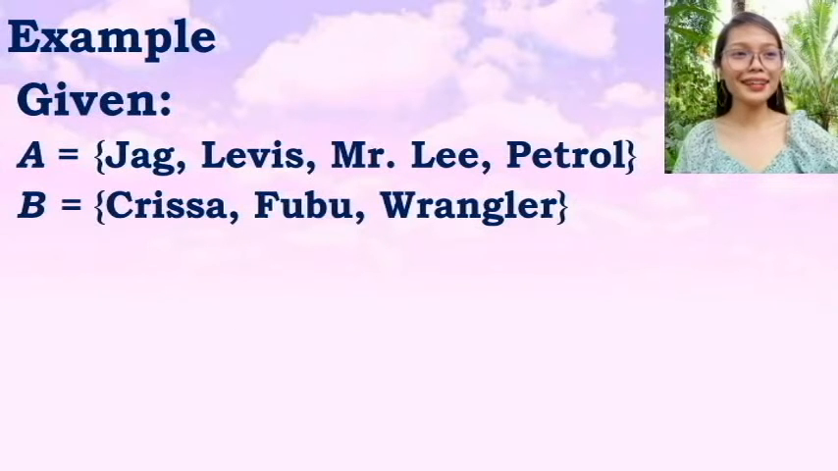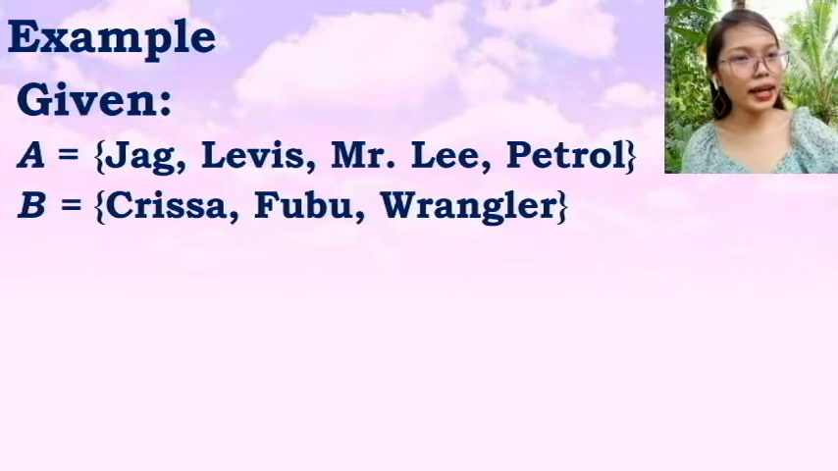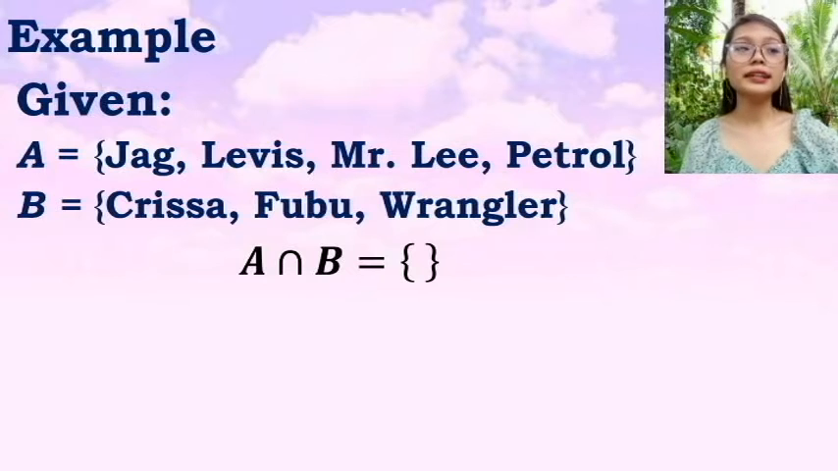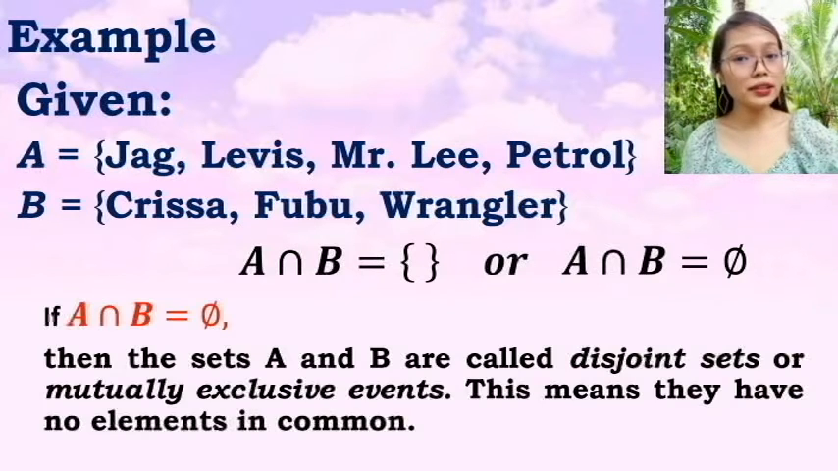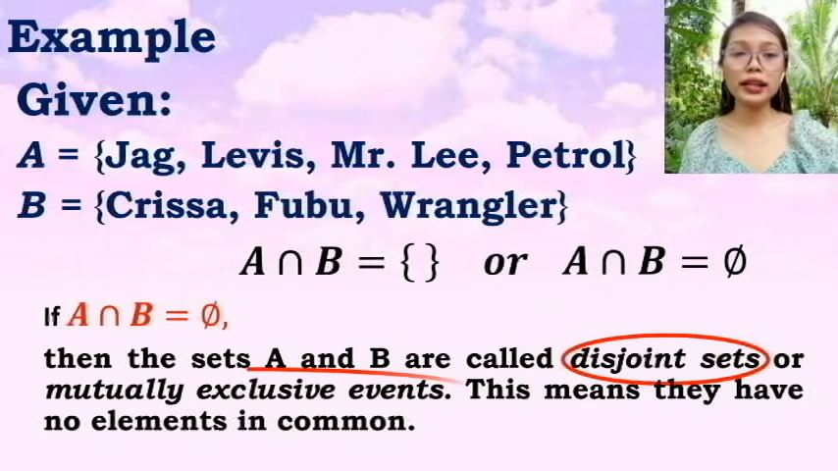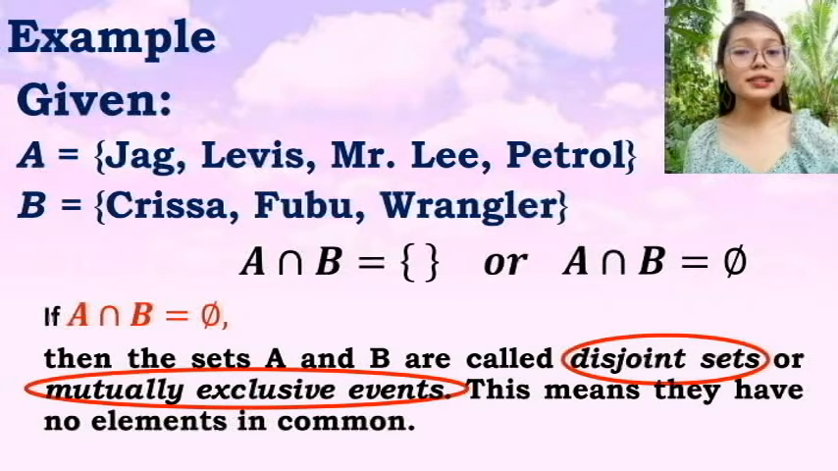Oy, mga brand day ni siya. So, sa set A, natay Jag, natay Levi's, natay Mr. Lee, natay Petrol. For set B, we have Krisa, natay Fubo, and Wrangler. Oh, as you can see, di ba, wala kitay nakitaan nga pariha nga elements or common nga elements nga nani A ug ni B. Unsa man pasabot ani? Okay, correct. Ang intersection nila is null set. Meaning to say, pag null set ang intersection sa duha ka set, they are called disjoint sets or mutually exclusive events, which means that they have no elements in common.